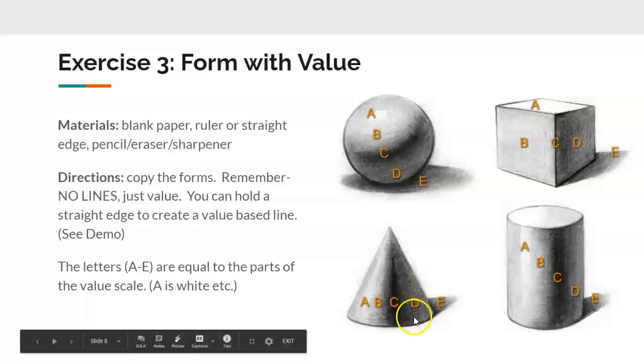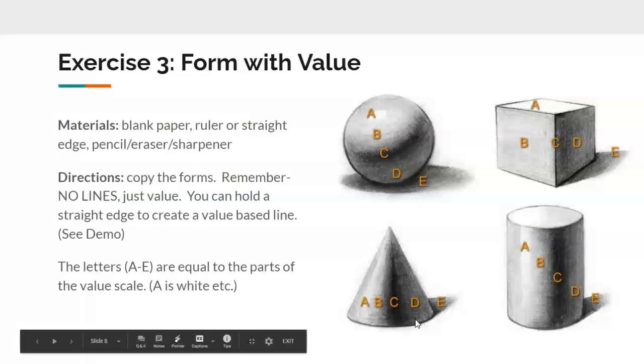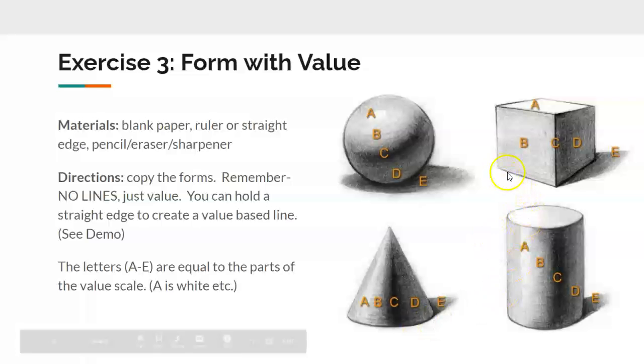So for your third exercise, you have form with value. So again, blank paper and pencil materials. You're going to copy these forms. You're not going to use lines. You use a straight edge to kind of create these lines, but you create them by shading. I will show you how to do that in the demo. And then the letters A through E are equal pretty much to the parts of the value scale, where A is the lightest value, white, B is the tint, C is, actually they have D as the gray, and C as the shade, and then E is the cast shadow.